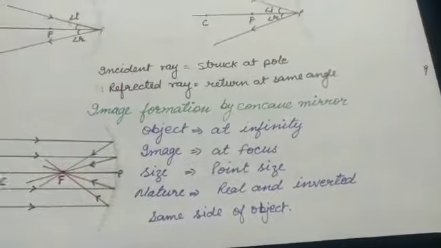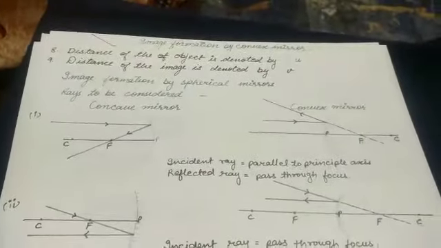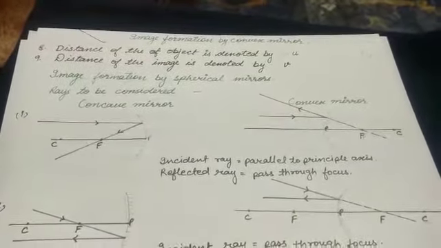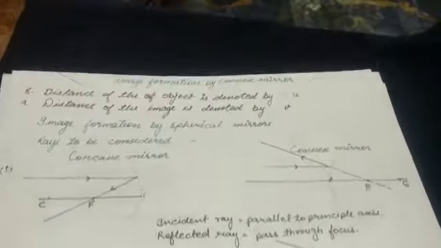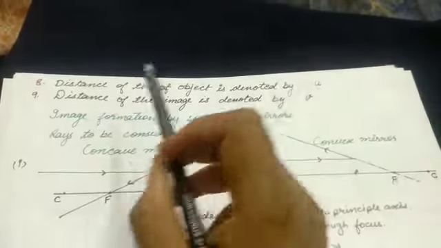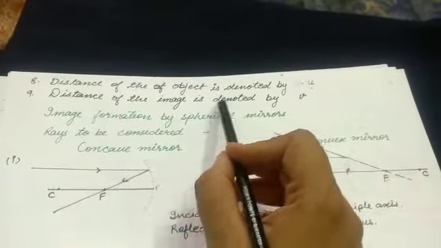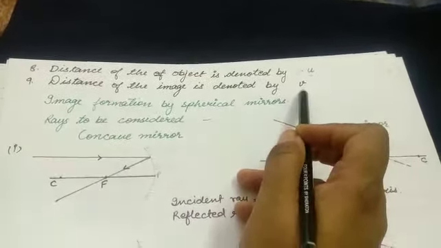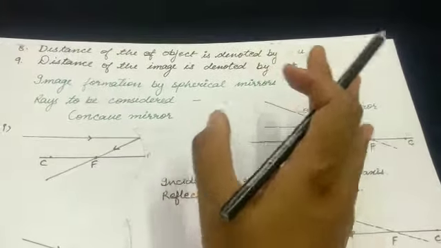Okay, now the next thing. The distance of the object from the mirror is denoted by small u, and the distance of the image from the mirror is denoted by small v. All these things we are going to use later on.